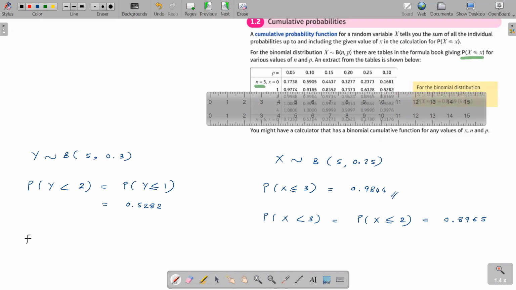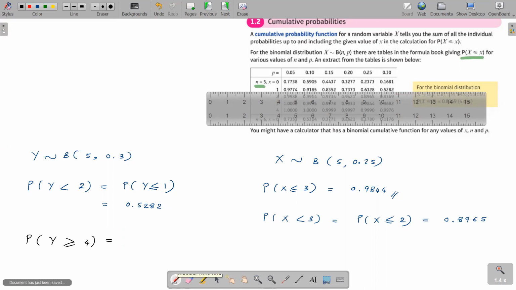Okay, so what if I want you to find the probability that y is greater than or equal to 4? How do I find this? So what do you mean by the probability y is greater than or equal to 4? Now you know these tables are designed only to give you what probabilities? Less than or equal. It's only designed to give you less than or equal. So what if I want the other side? What if I want to find the greater than probabilities? How do I do that?